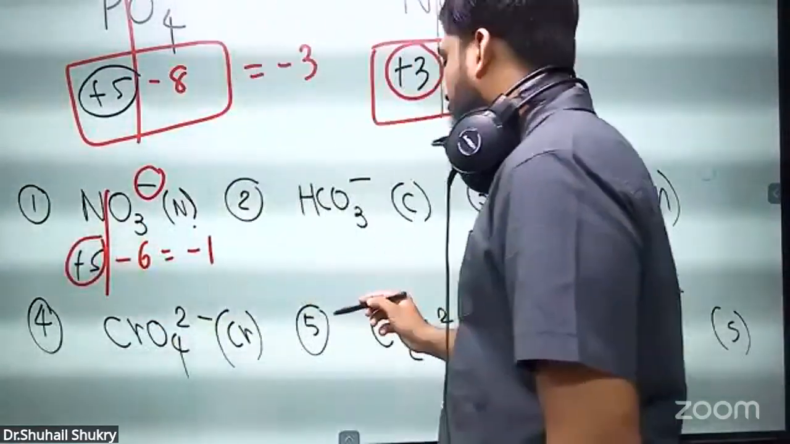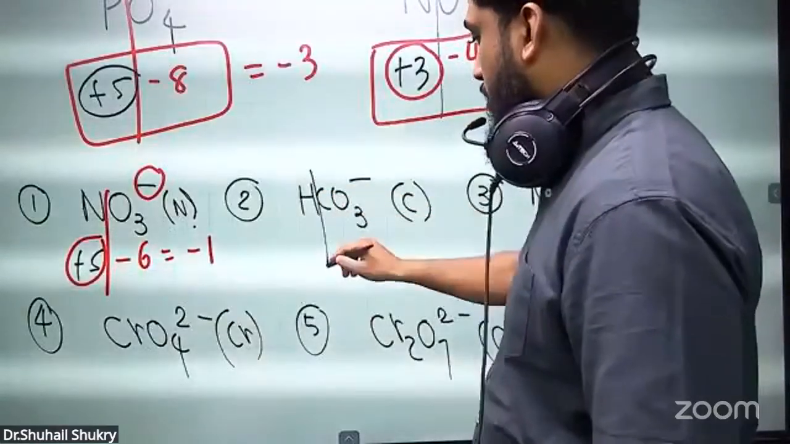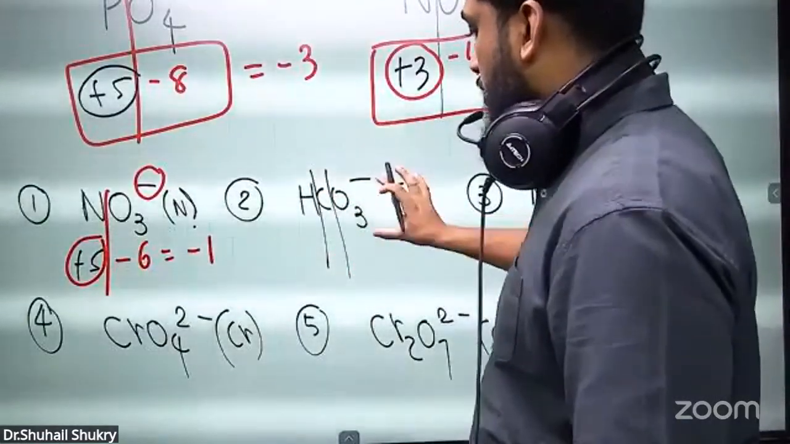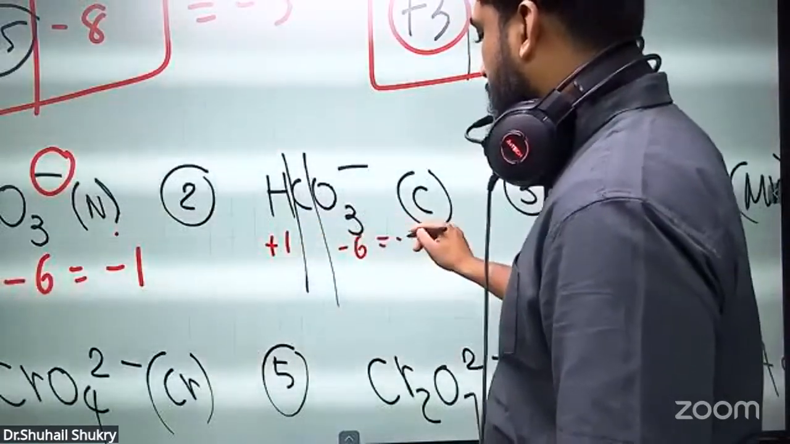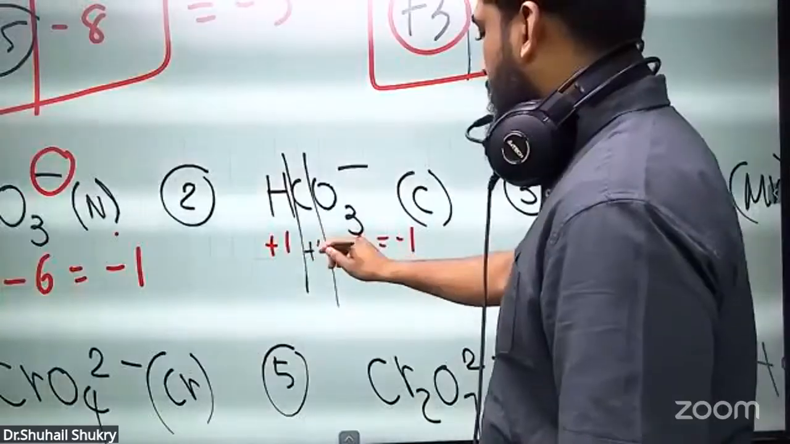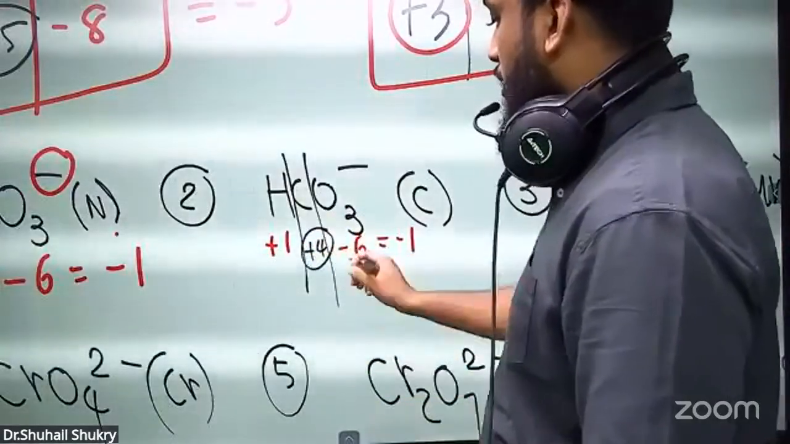Okay. Bicarbonate, HCO3 means bicarbonate. Here, hydrogen is plus 1. 3 oxygens mean minus 6. Finally, it should be equal to minus 1. This should be plus 4. This carbon should be plus 4.